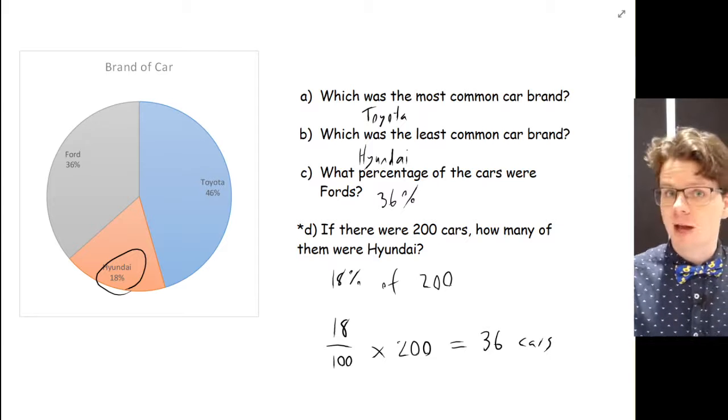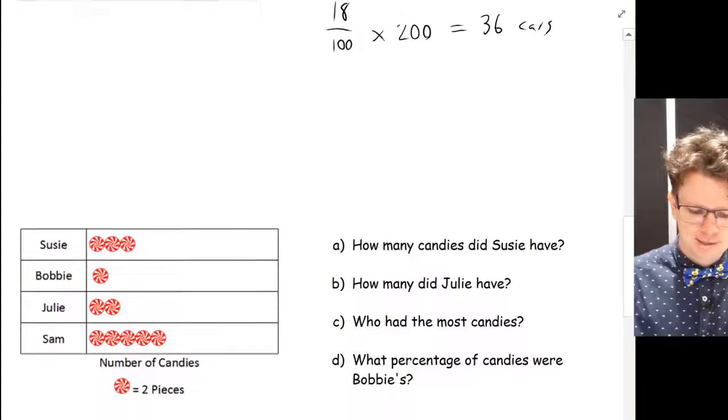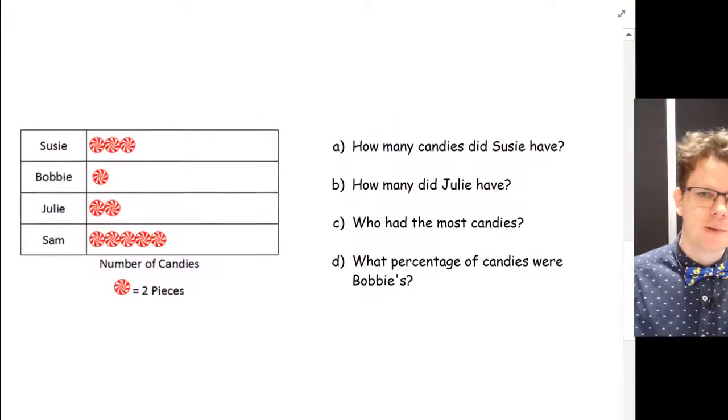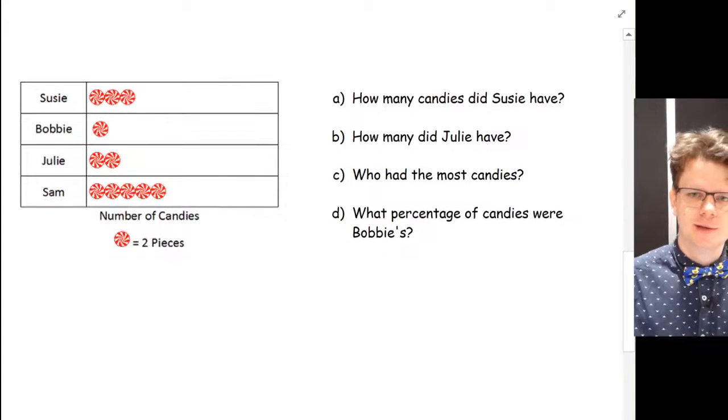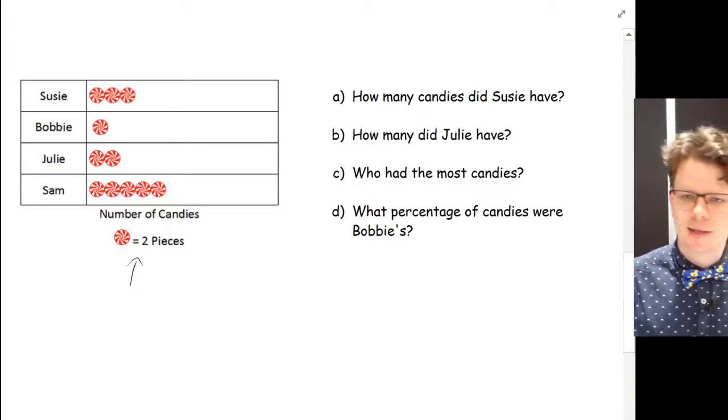So that was a quick pie chart introduction, and hopefully you'd be able to get those A to C. And if you had a go at D and got it, awesome work. Really good to see. Let's have a look at picture graphs. You probably haven't seen these for a few years. So how do we read a picture graph? Well, we need to look at the key, and the key's down the bottom here.